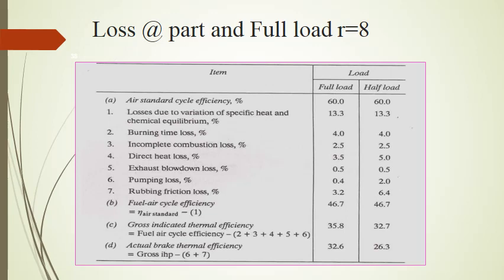Now, the approximate losses for a petrol engine of high compression ratio, say 8:1, using a chemically correct mixture, are given in this table as a percentage of fuel energy input. So we are having the readings of various losses as well as efficiency for full load as well as half load.